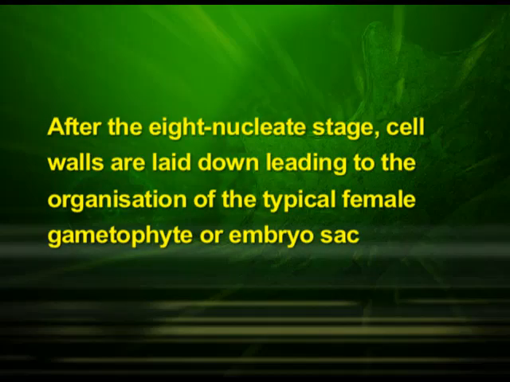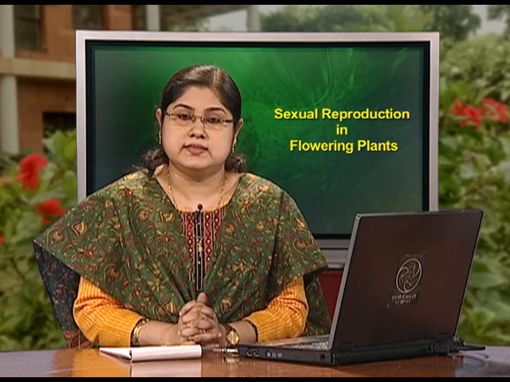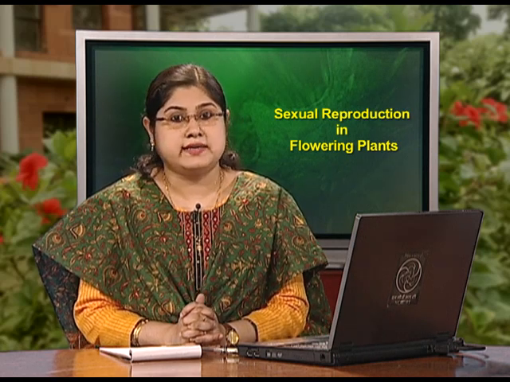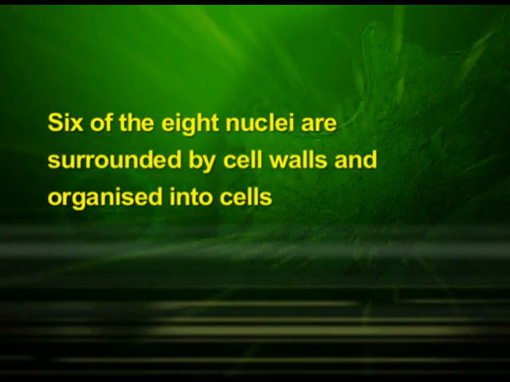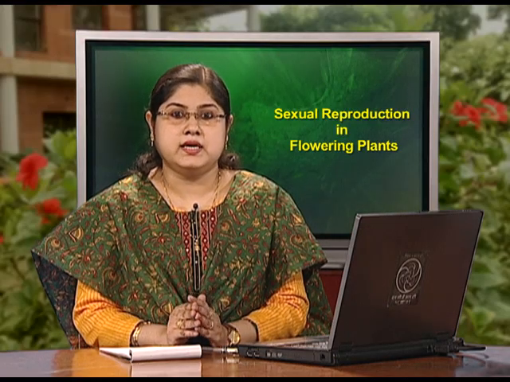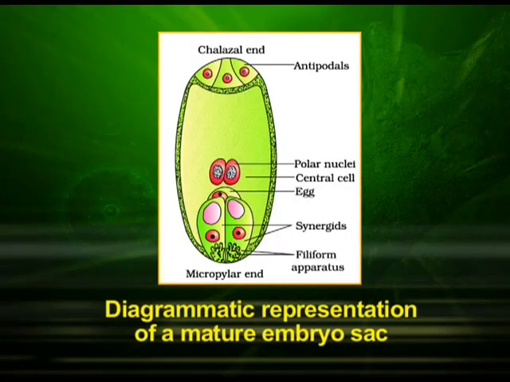After the 8 nucleate stage, cell walls are laid down, leading to the organization of the typical female gametophyte or embryo sac. Here is the distribution of cells inside the embryo sac in the diagram of the mature embryo sac. 6 of the 8 nuclei are surrounded by cell walls and organized into cells. The remaining 2 nuclei, called polar nuclei, are situated below the egg apparatus in the large central cell.